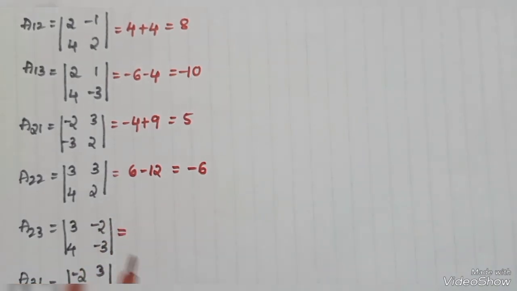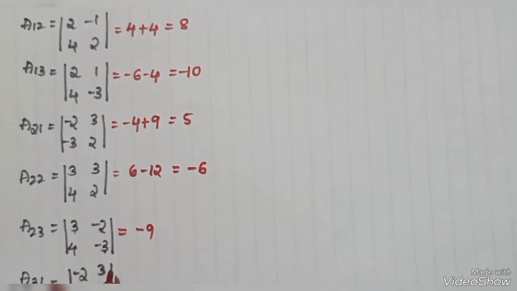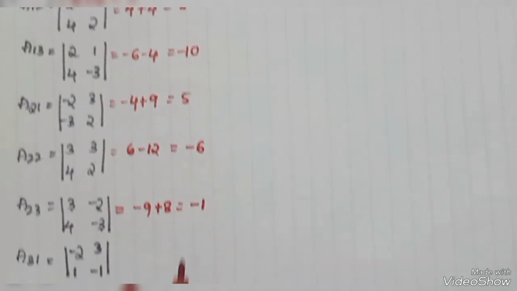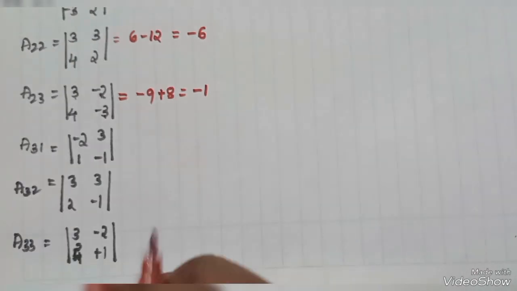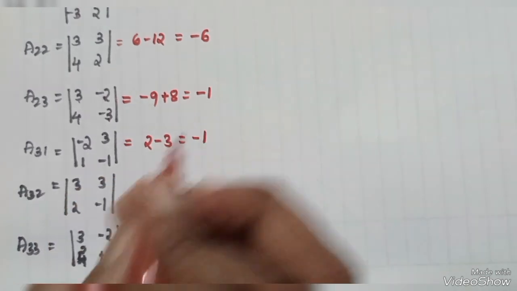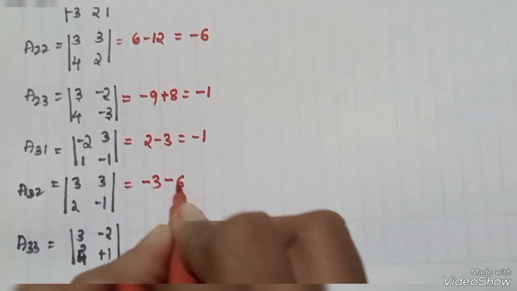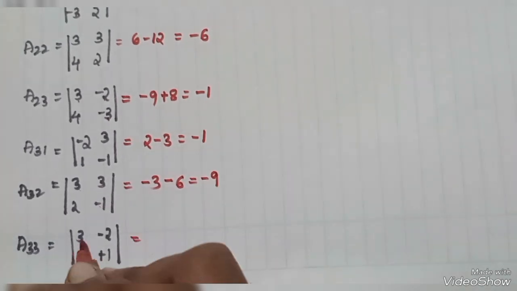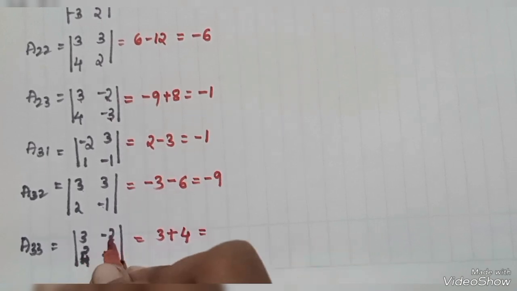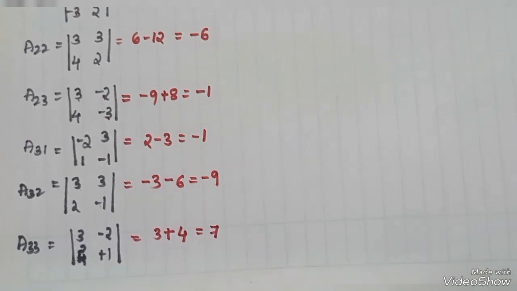Again, it is equal to 3 into minus 3 minus 9, 4 into minus 2 minus 8, there is a 1 plus, okay, minus 1. Again minus 2 into 1, that is plus 2, 1 into 3 minus 3, it becomes minus 1. 3 into minus 1, that is minus 3. 2 into minus 3 minus 6 minus 9. Here 3 into 1 is 3, 2 into 2 is 4, because 2 into 2 minus 2, there is a 1 minus, it becomes plus 7.